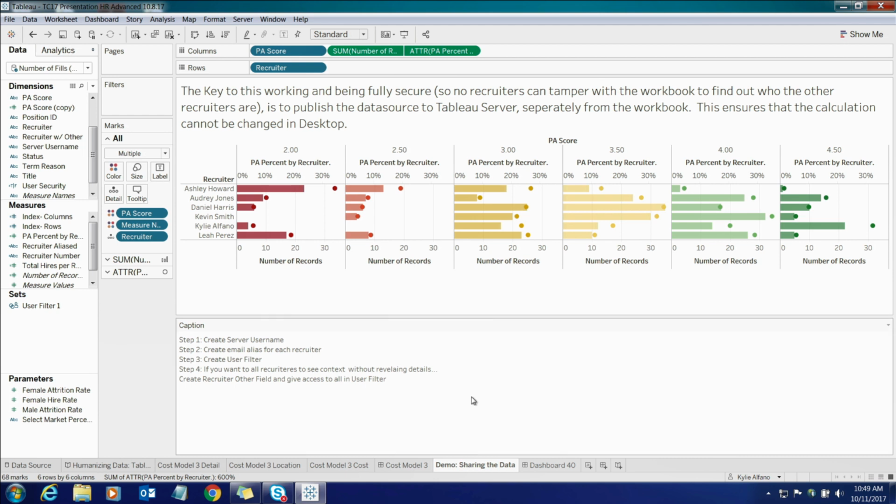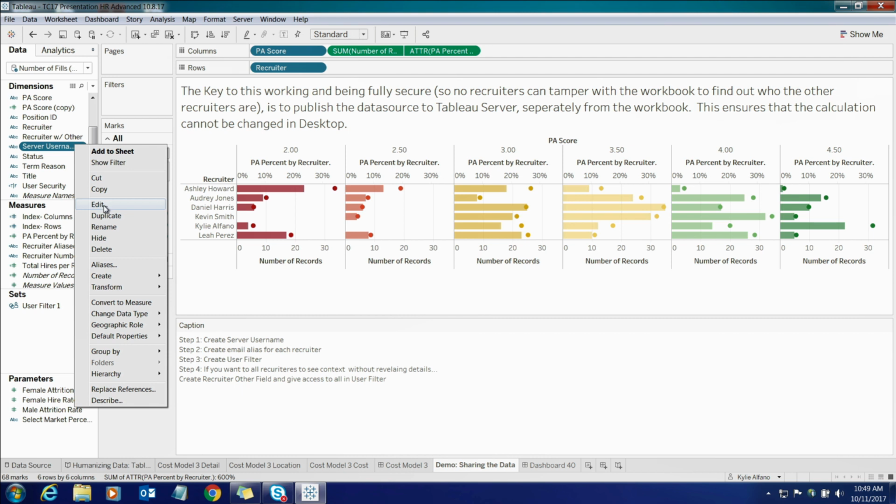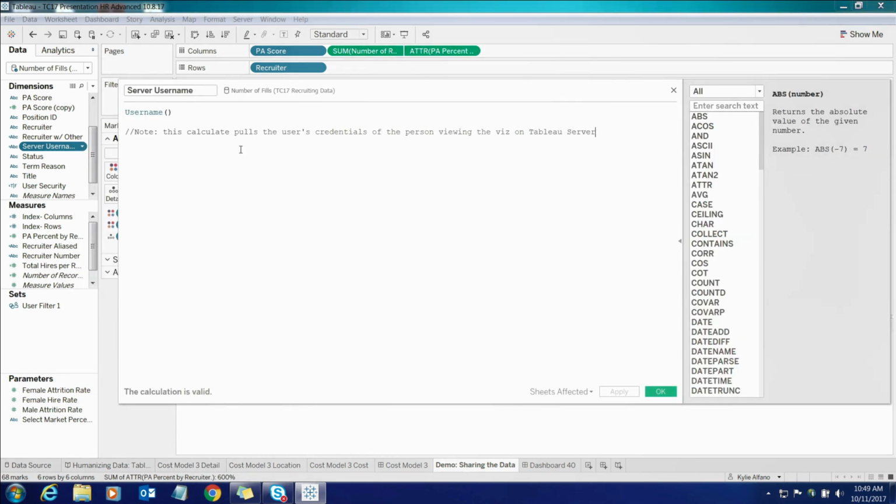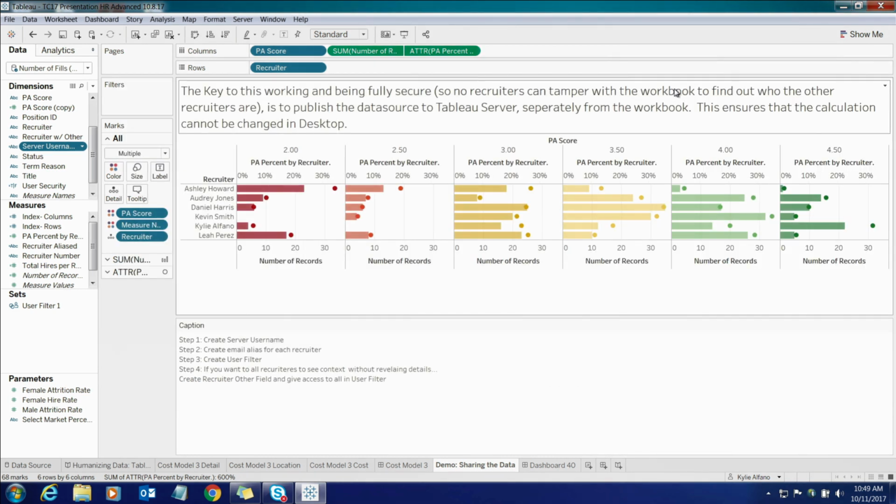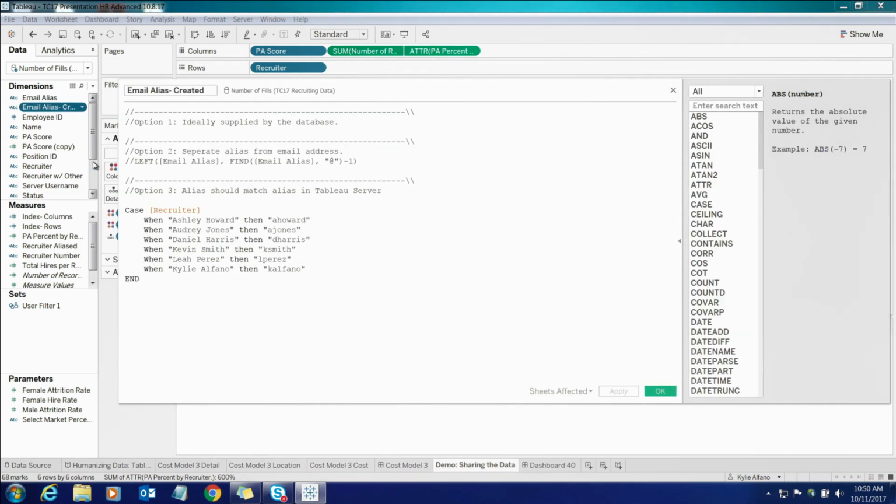So in this example, the first step would be to create this server username, which is just saying, okay, call out and look at this username in these calculations. So that's step 1. Step 2 is to create an email alias for each recruiter. So there are 3 options here.